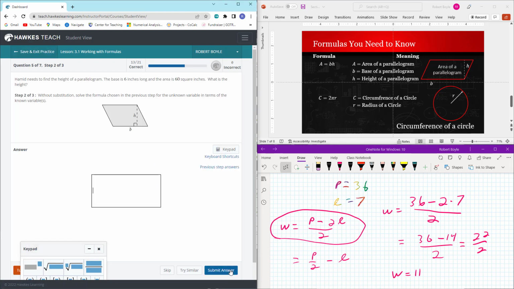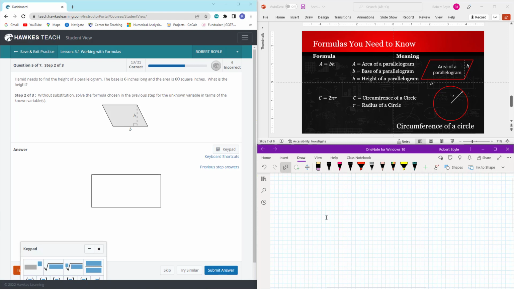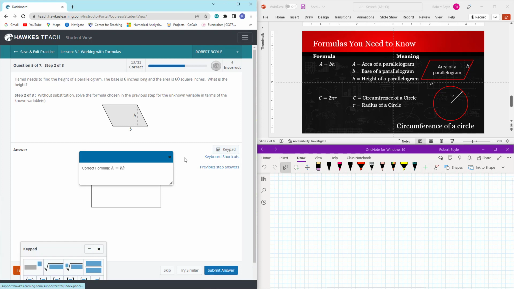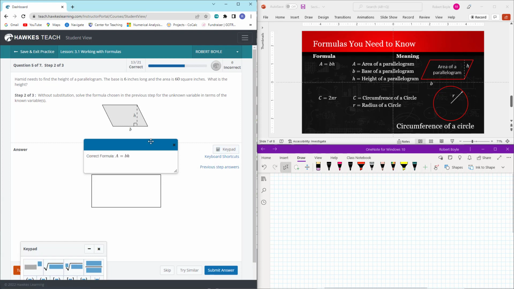Okay. Now notice in this particular case, what is our formula again? Well, let's go to the previous step. There it is. A is equal to base times height, or A is equal to BH. I'm glad it says BH and not BS. Okay, and we know what A is. A is 60. Probably should include the inches or the units. And then B is equal to 6. Okay, so we know what A is, we know what B is, we don't know what H is.